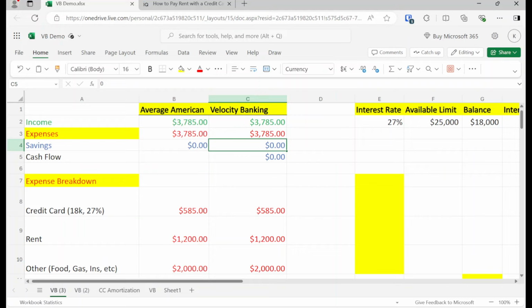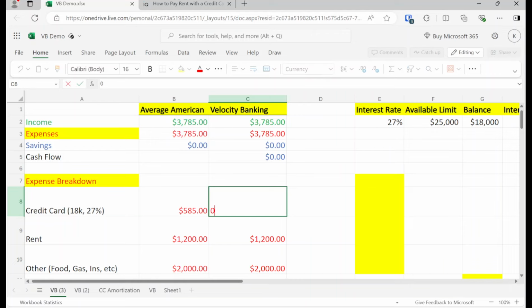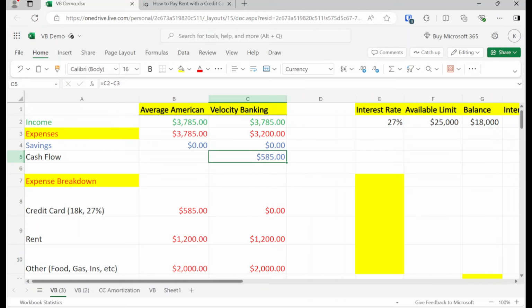Now, here's a cool thing. When we put our entire paycheck of $3,785, what happens to the payment? Does this payment matter? No, it does not. So this goes to zero, and this is how we create $585 of cash flow out of thin air, right? You put your entire paycheck into the credit card.